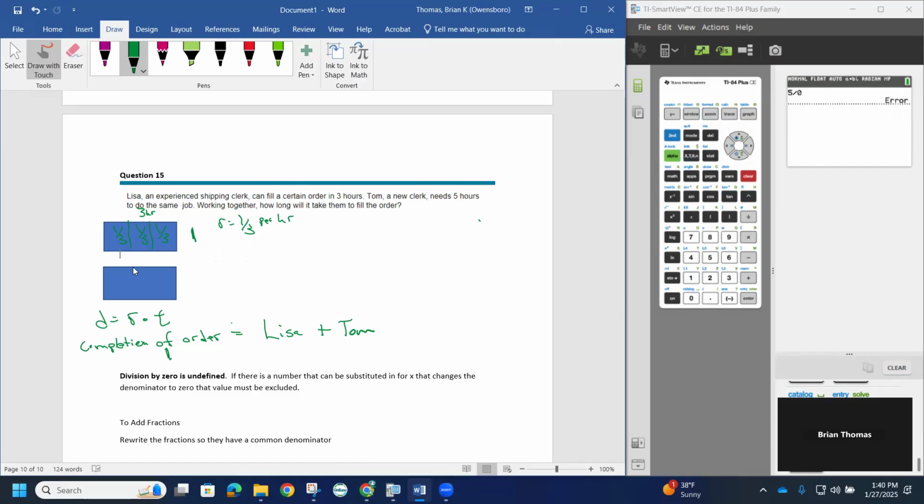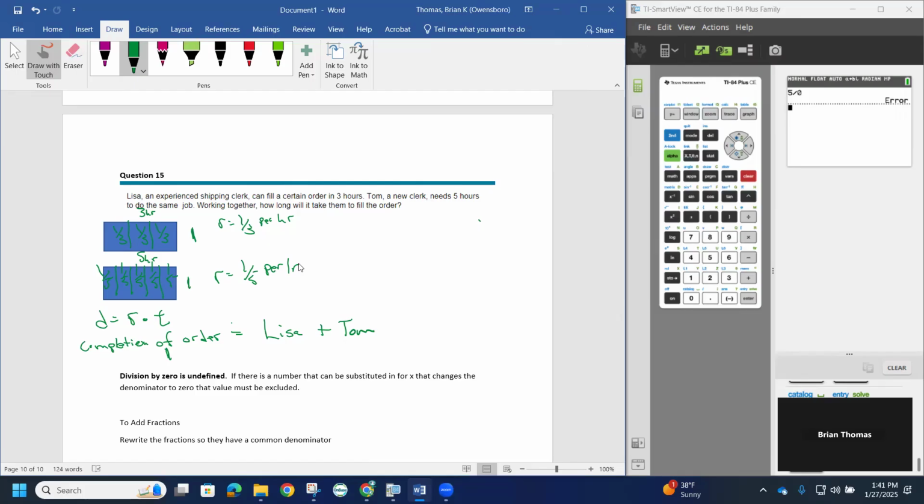So if I look at Tom's, he's going to use 5 hours to complete one job. Again, this rectangle represents the completing of the order. But notice how we want to know a work rate. So if it takes him 5 hours to complete the job, if we cut this into 5 pieces, we know that in 1 hour, he will have completed a fifth of the job. The second hour, he would have completed 2/5, 3/5, 4/5, and then in 5 hours, he would complete the job. So his rate is going to be 1/5 per hour. He'll complete 1/5 of the job per hour.